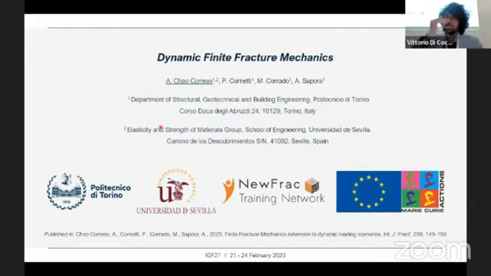Today I will present a work I developed with my supervisors and colleagues from Politecnico di Torino, Pietro Cornetti, Mauro Corrado, and Alberto Sapora, which covers the extension to dynamic loading conditions of the well-known finite fracture mechanics failure criterion.